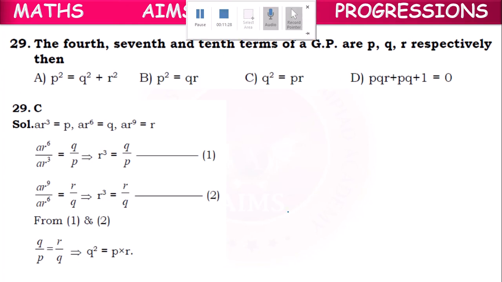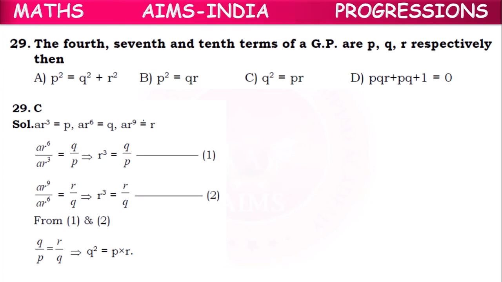One minute, children. Next, 29th question, children. The 4th, 7th and 10th terms of a GP are P, Q, R respectively. Then what is the relation between P, Q, R? So already this model we have explained, children. You can go through the previous questions. You can check that model. So please do it as a homework. 29th one.